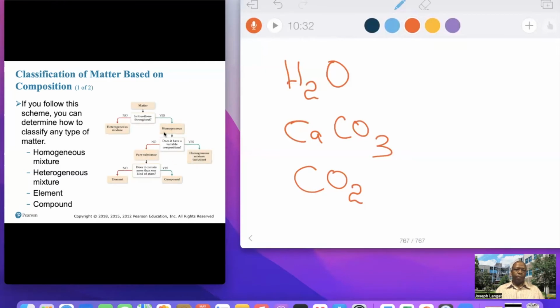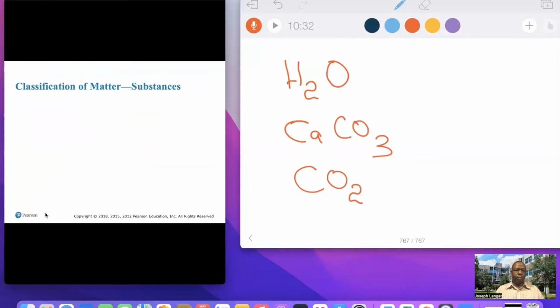This is just a flowchart. Please learn it, commit it to your memory so that you can classify matter based on the 4 terms: homogeneous, heterogeneous, element, or compound. All right, when given a compound, you should be able to classify.